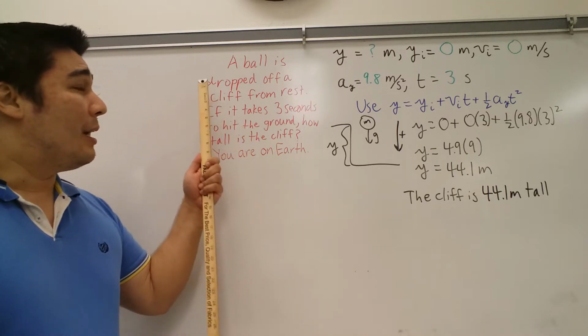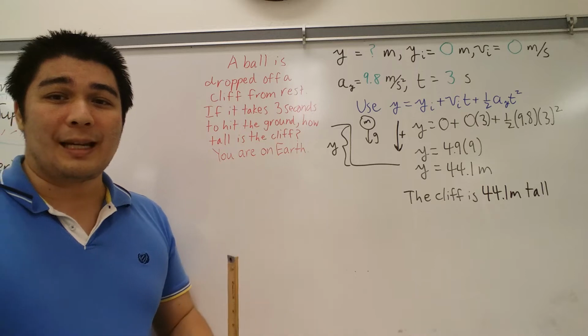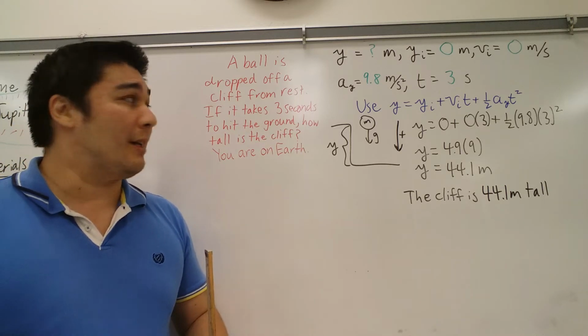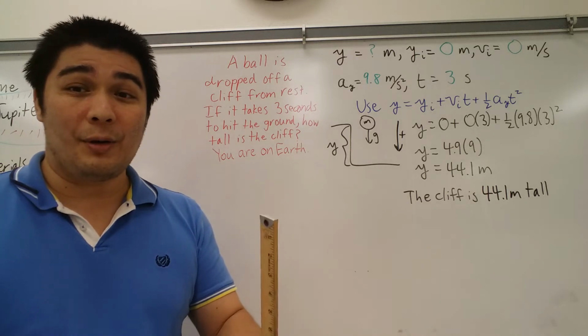So let's go over the problem, starting off again in red, just like we always do with word problems. A ball is dropped off of a cliff from rest. If it falls for 3 seconds, how tall is the cliff? Oh wait, how tall is the cliff? The last sentence is very important, so pay attention.